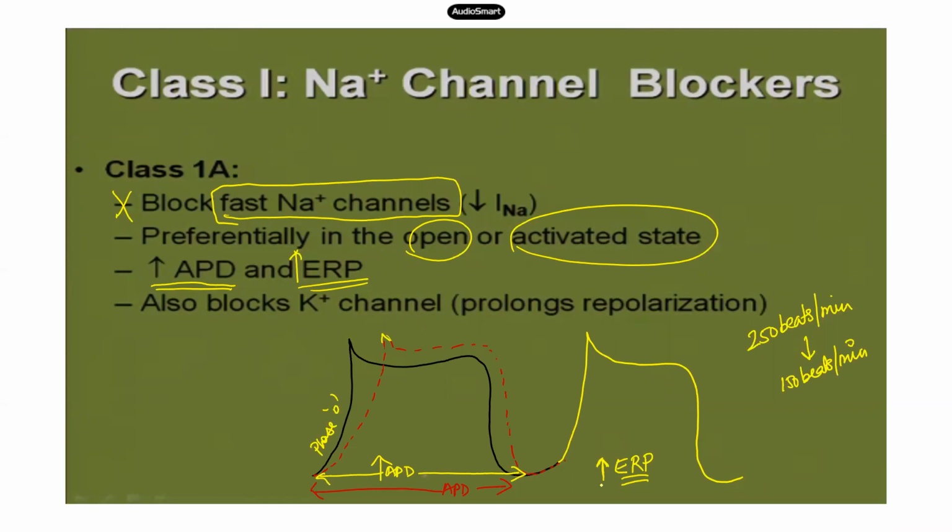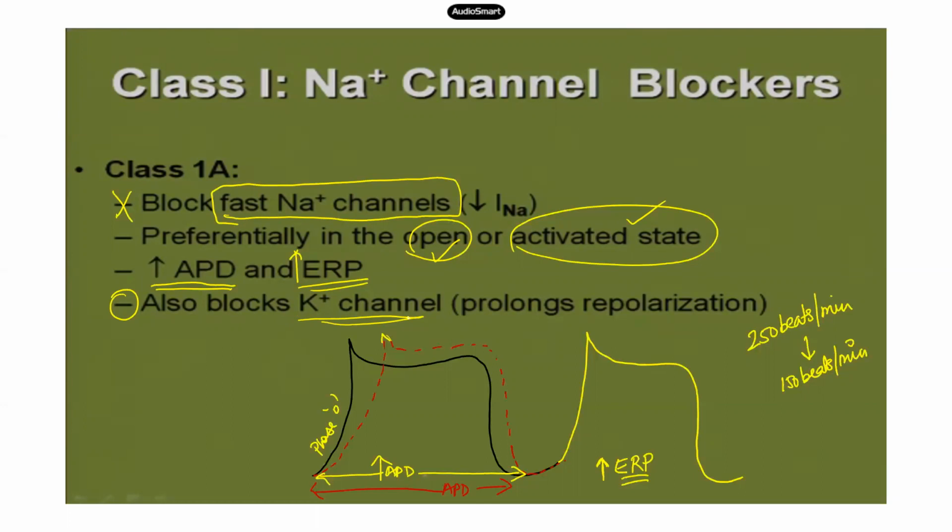They increase the action potential duration by acting on the open and the activated state of a voltage gated fast sodium ion channel. Now, the last point before we move on to the drugs is that it also blocks the potassium ion channel. But I'm not going to show it to you on the diagram because it will get complicated. Also, this property of a sodium channel blocker is not that prominent. Otherwise, we wouldn't have had sodium channel blockers, we would have just had potassium channel blockers.